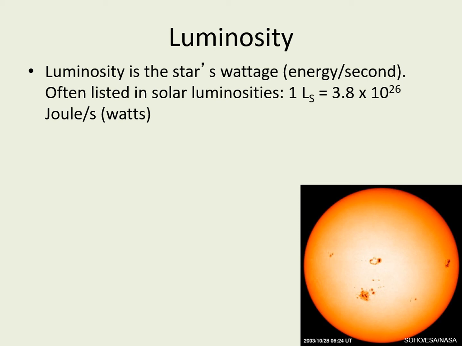This is like 3.8 times 10 to the 26 joules per second. A watt is another name for a joule per second. It would make sense to say our sun is a 3.8 times 10 to the 26 watt light bulb.